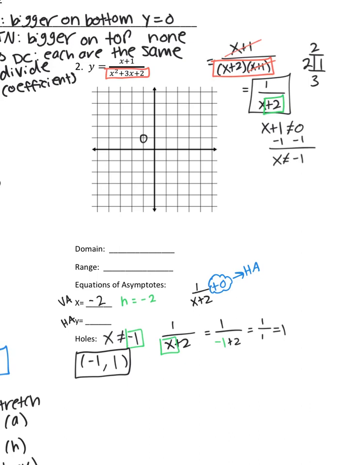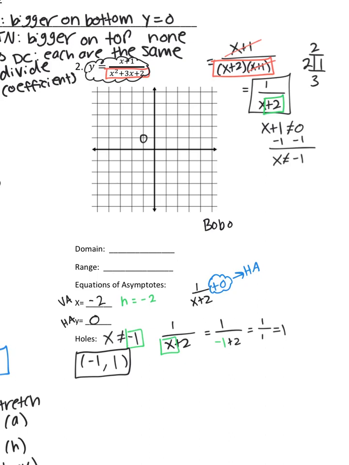And we can use our acronym here. Notice that the degree of the numerator, the highest power of x, so I'm looking at this original function, the highest power of x there on the top is 1. The biggest exponent on the bottom is a 2. So this would be bigger on bottom, which means that your y is equal to 0. Or you can think of it, I'm not adding or subtracting anything to the fraction, so my horizontal asymptote is at 0. So I'm going to go ahead and draw those in.